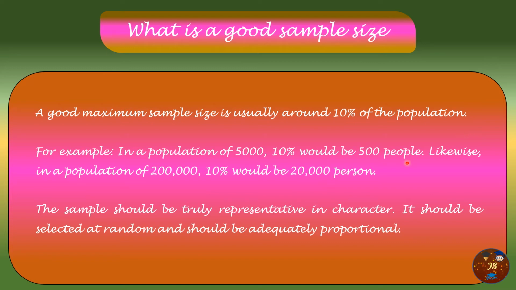The sample should be truly representative in character. Whatever population the research worker is choosing for the research, the sample chosen from that population should be the true representative of that character. There would be no sample bias. It should be selected at random. Yes, that is the most important and most fair selection technique, random sampling, and it should be adequately proportional. So this is a good sample.